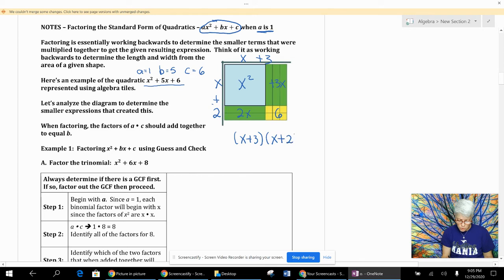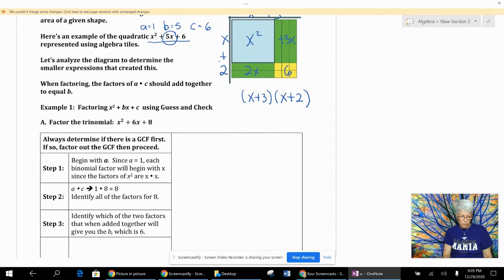Now, I want you to notice something here. The 3 times 2, which equals 6, also when added up gives this middle number right here. So we're going to be looking at things like that. We're going to notice how the factors of one equation match up to the other. So let's go ahead and look at this first one.